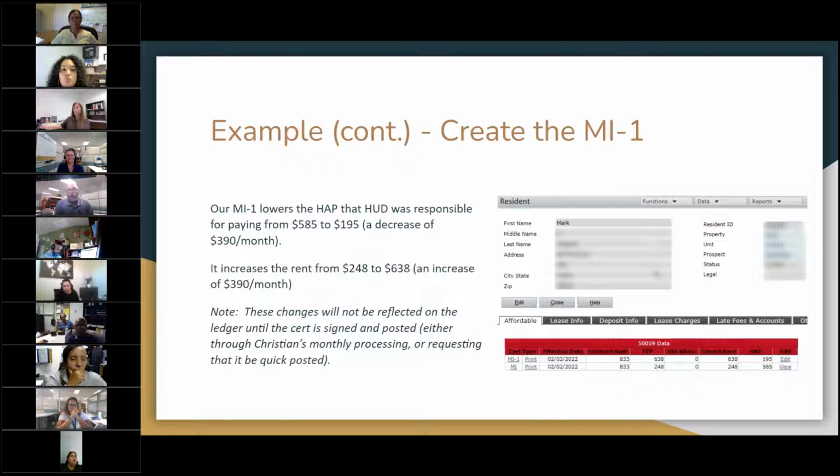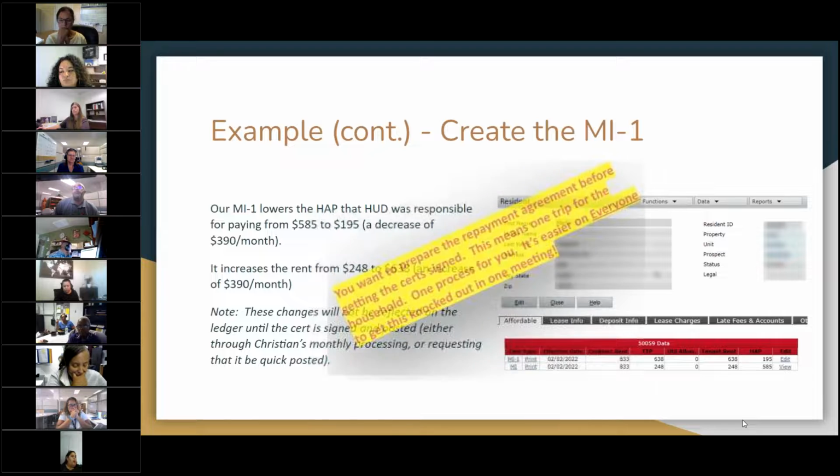So here we have our move-in 1 in Yardi. We see his tenant rent was $248. Now it's going to be $638, going all the way back to February 2nd, his move-in date. Because this property doesn't have a UA, I keep saying tenant rent. Tenant rent and TTP are the same thing. Because there's no UA. For you, family property is going to be different. But this is the amount of rent he owes. More importantly, for our repayment agreement conversation, this is the HAP, right? It's going from $585, that's originally what HUD was paying, to $195.